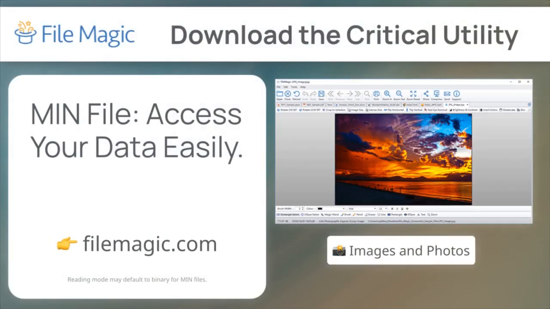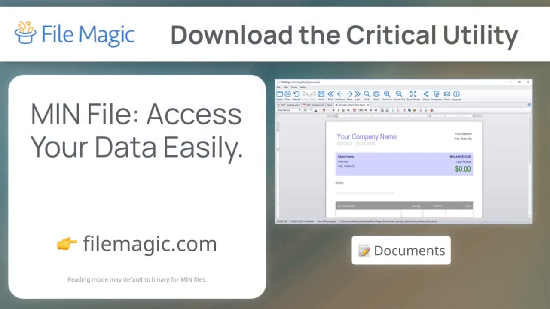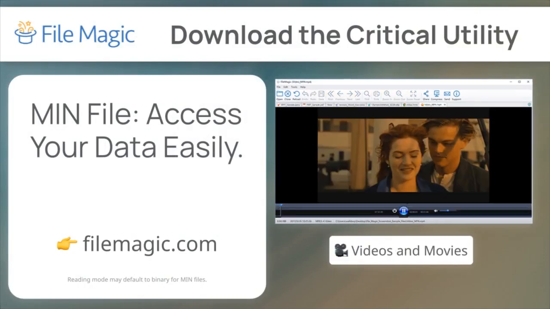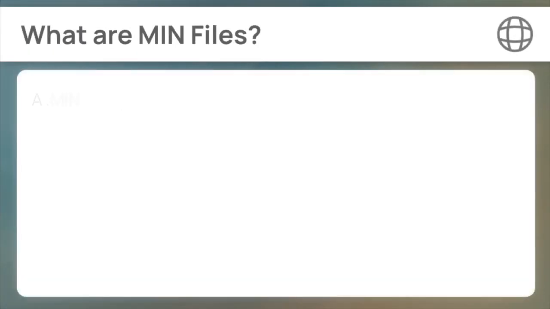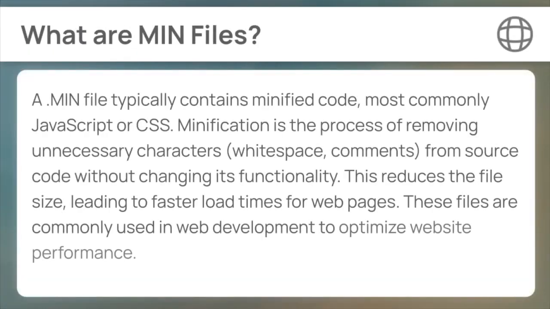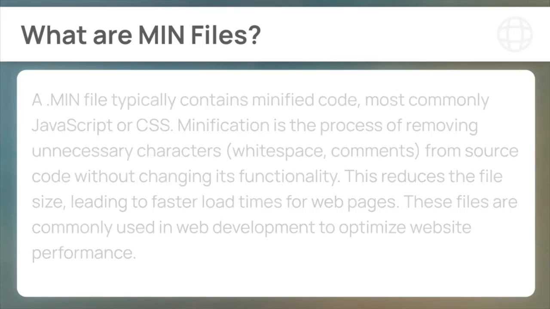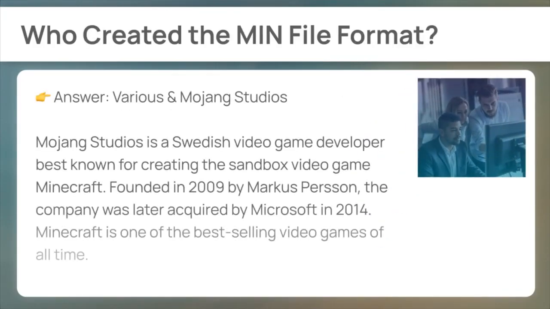This solution is entirely reliant on one powerful MIN file inspection tool that you can use for hundreds of other file issues and formats. A MIN file typically contains minified code, most commonly JavaScript or CSS. Minification is the process of removing unnecessary characters, whitespace, and comments from source code, without changing its functionality. This reduces the file size, leading to faster load times for web pages.